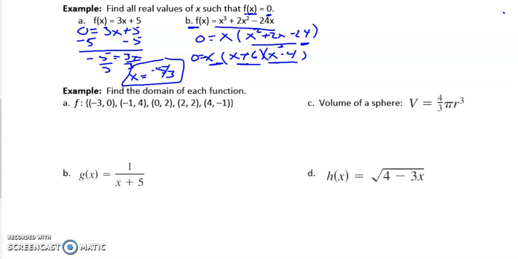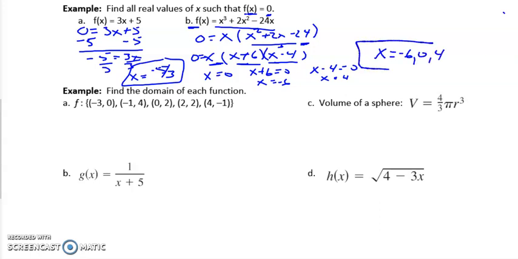So that one should be the easy one. It's x equals 0. The next one would be x plus 6 equals 0, so x equals negative 6. And then the last one, x minus 4 equals 0, so x equals 4. And when I write my zeros, I usually write them in numerical order. So x equals negative 6, or 0, or 4. Any of those three values would be zeros of the function.